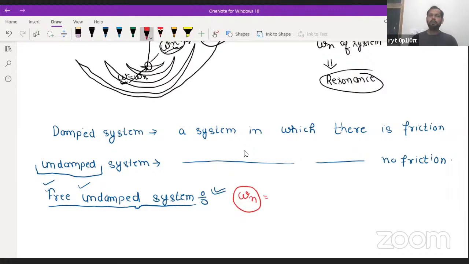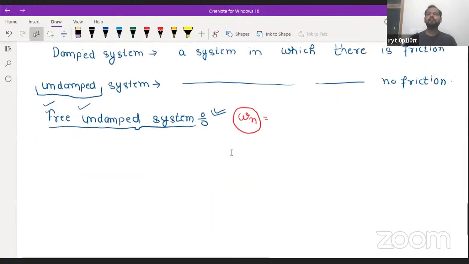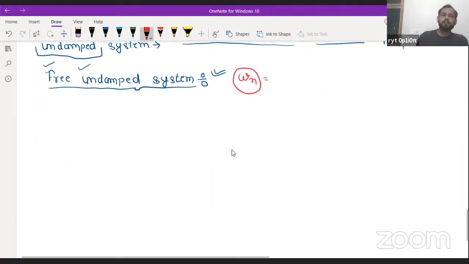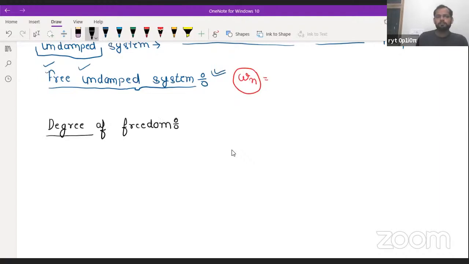Fine. Now there is one more portion, that is nothing but the degree of freedom. I hope that you are aware of the term degree of freedom. So can anybody tell me what is the degree of freedom? Vamsi replied without external forces. Tazim replied no friction with free vibration. Very good. Okay. Possible direction of motion.